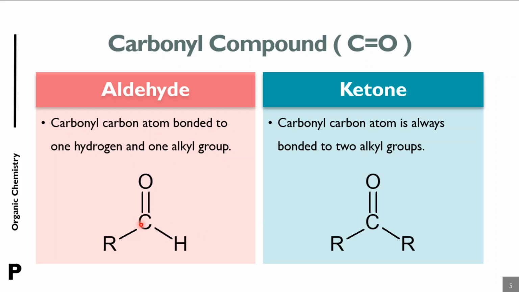In case of aldehyde, the carbonyl functional group is attached to hydrogen, but in case of ketone, the carbonyl group does not attach to a hydrogen atom. Instead of hydrogen, the carbonyl carbon atom is always bonded to alkyl groups. So if you replace the H with an alkyl group, then the aldehyde converts to a ketone.